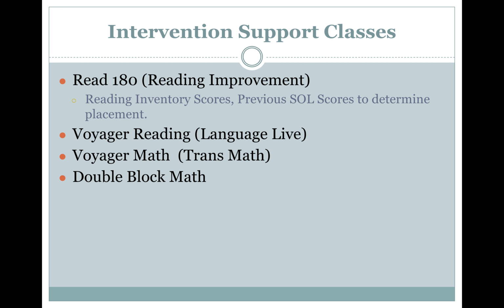There's Voyager reading, and this is for students that are severely lacking in literacy. Read 180 is something we like to think of as a tier 2 support because they're not as far below as other students. But then there are some students that might be reading on a 5th grade level or 4th grade level, and so they would receive this Voyager reading support, which is more intensive and really hones in on specific literacy building strategies and skills. Voyager Math, of course, is another tier 3 support.